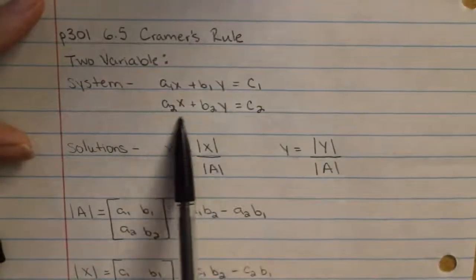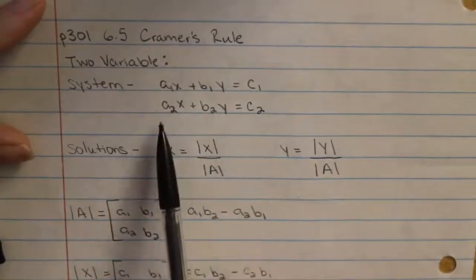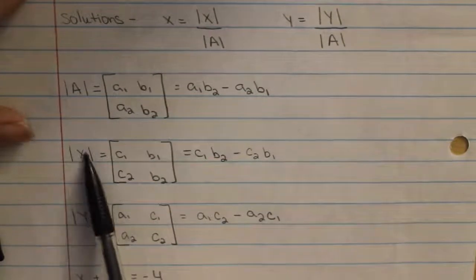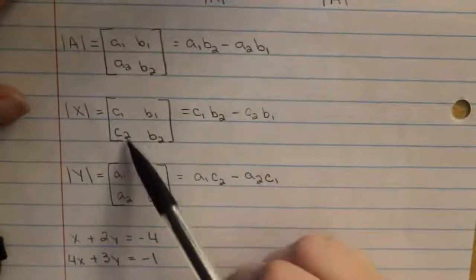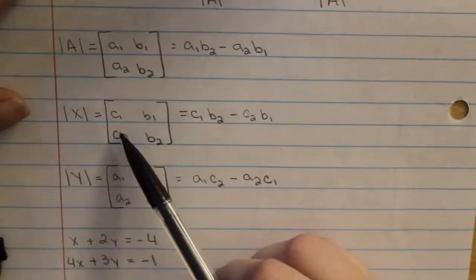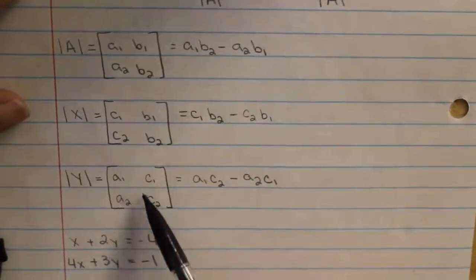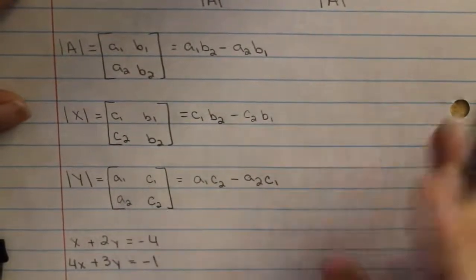Do you see this? So this was equation 1, equation 2, and we've got a, b, c, a, b, c. Okay, so a is just simply a and b. X is we use c to replace the a's because the a's are positioned with the x's. And y is we use c's to replace the b's because the b's are positioned with the y's.